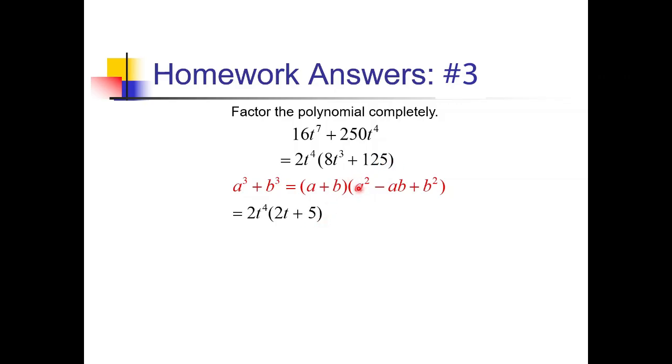And now a squared is going to be 2t squared, so 4t squared. And then minus ab is going to be negative 2t times 5, so negative 10t. And then b squared is 5 squared, so a plus 25 there. And that's as good as it gets.